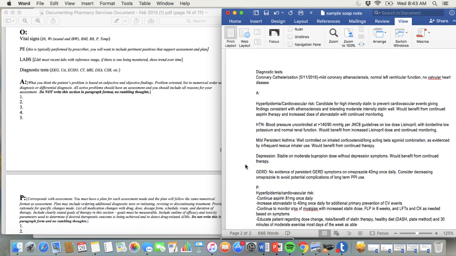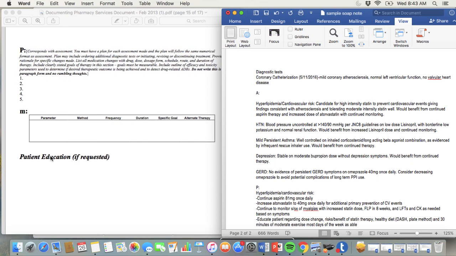So you would continue to monitor for signs and symptoms of myalgias with the increased statin dose, a fasting lipid panel in 8 weeks, and LFTs and CK as needed based on symptoms. So again, we're just monitoring for side effects and then efficacy or adherence with the fasting lipid panel and the increased statin dose. Your template does show that monitoring parameters and patient education are separate from your actual plan.